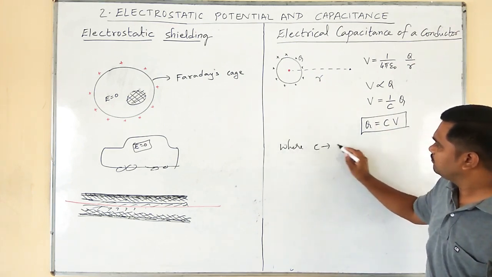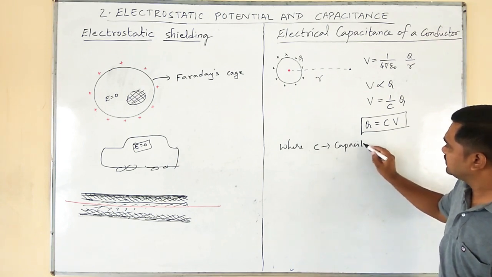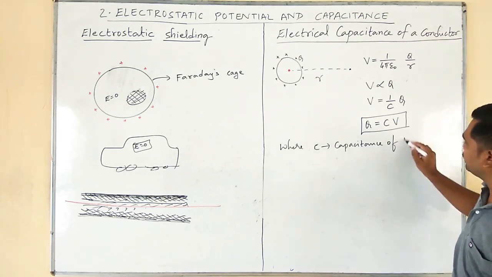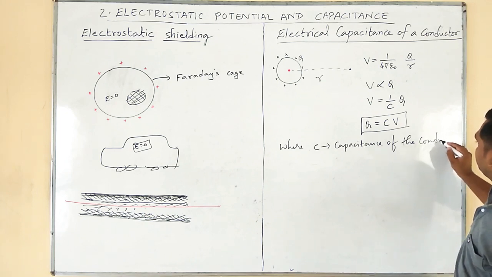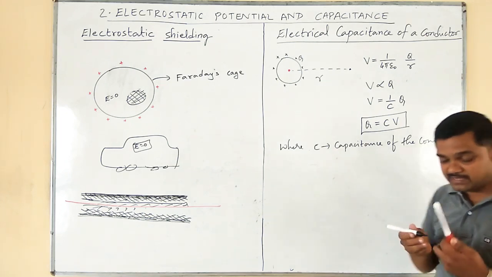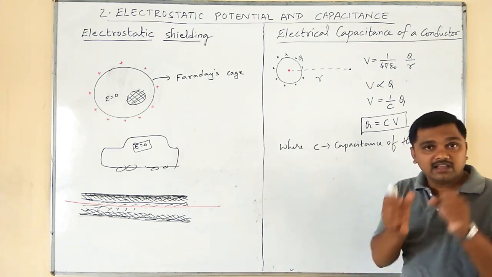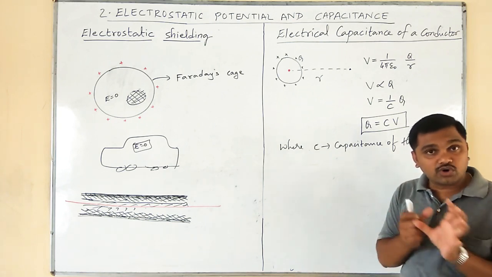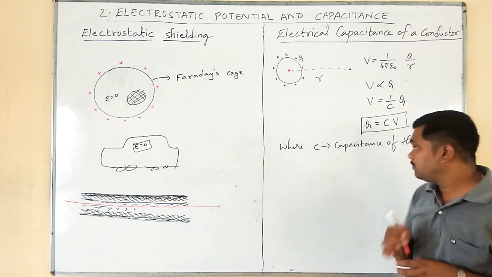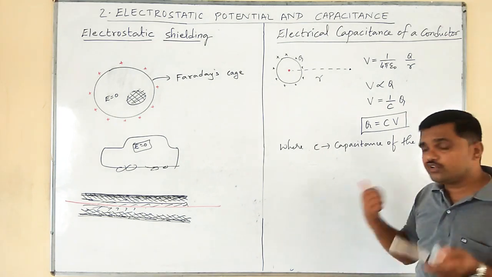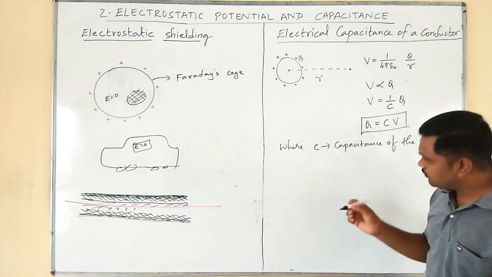C is called capacitance of the conductor. Capacitance of the conductor means its ability to hold or to store the electrical charges. Please remember. And how to define this capacitance is very simple.